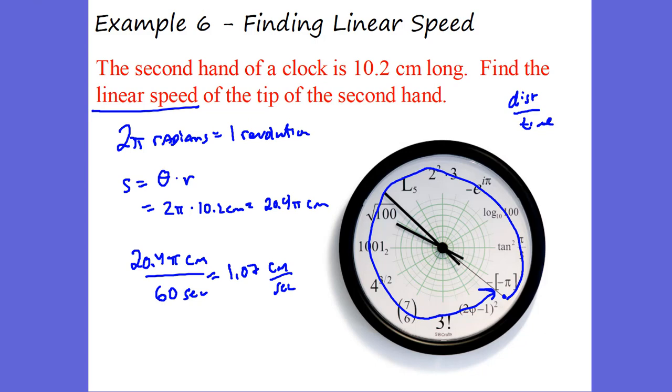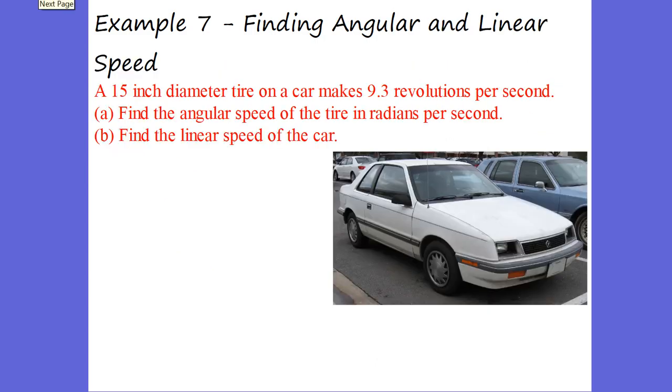One last example here. We're trying to find the angular speed and linear speed of Mr. Aiden's first car. That was a babe magnet right there. That's called the Plymouth Sundance. She was a babe magnet. No, she wasn't. She kind of rattled if she got over 45 miles an hour. Anyway, let's take a look.